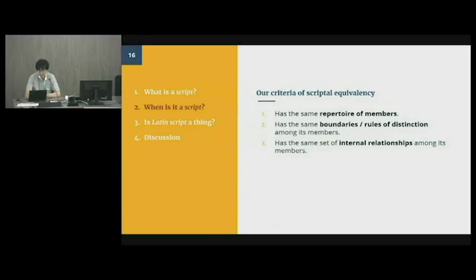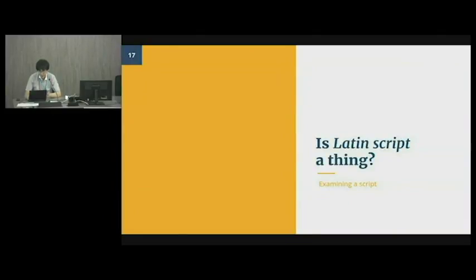This is kind of controversial, but my criteria is organized like this. A script is consistent and differentiable from other scripts. It requires meeting the conditions that it has the same repertoire, the same size of repertoire, and has the same boundary where to distinguish those members. And maybe the third one is iffy, but it has the same set of interrelationships among these members. So let's use those criteria to evaluate the Latin script.